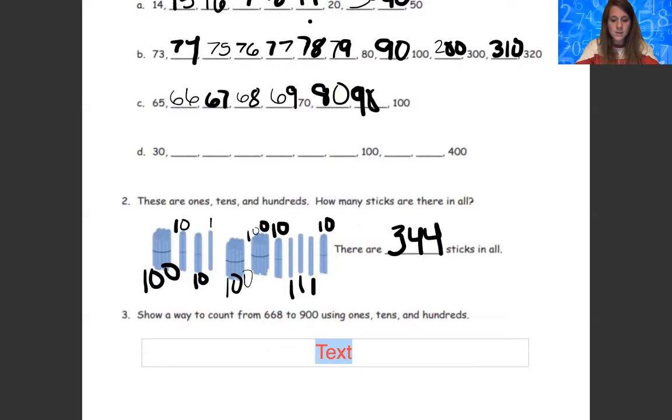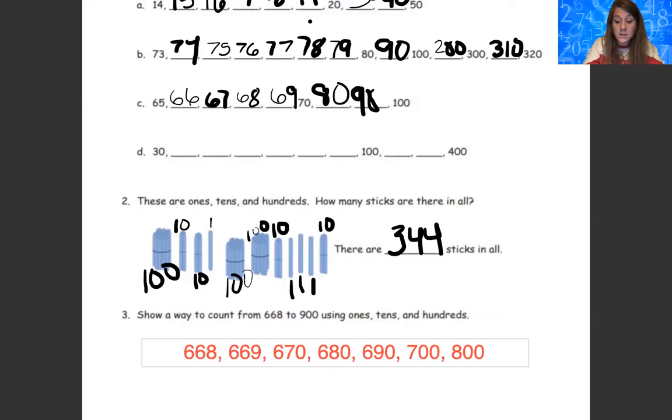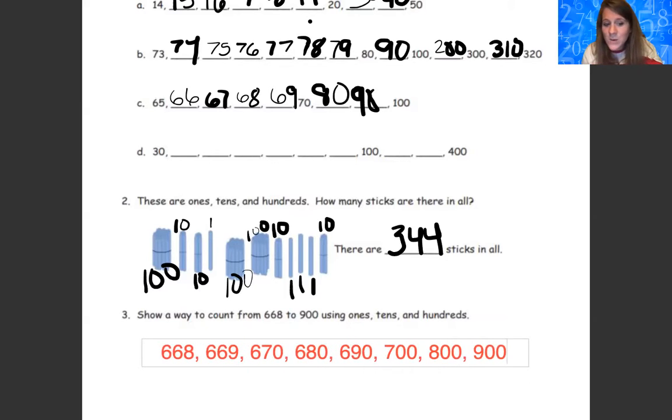Okay, so we have 668, 669, 670. Here's a good spot to start counting by tens. Ready? 670, 680, 690, and then 700. Here's a good spot to start counting by hundreds. Ready? We have 700, 800, 900. We just went from 668 to 900 by counting by ones, tens, and then hundreds.